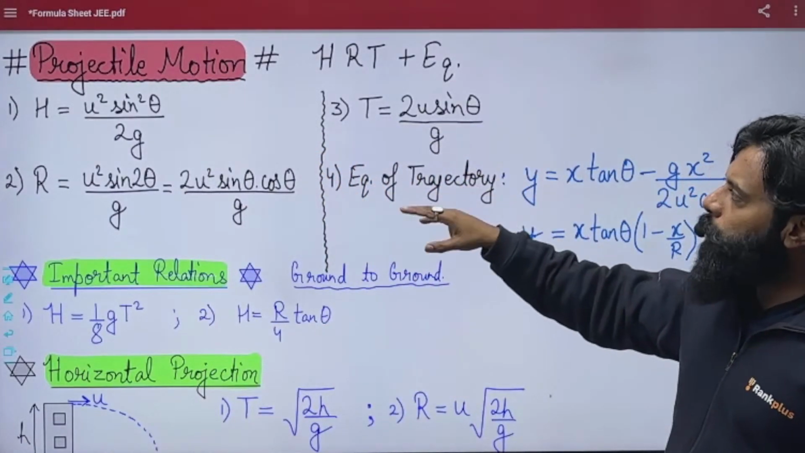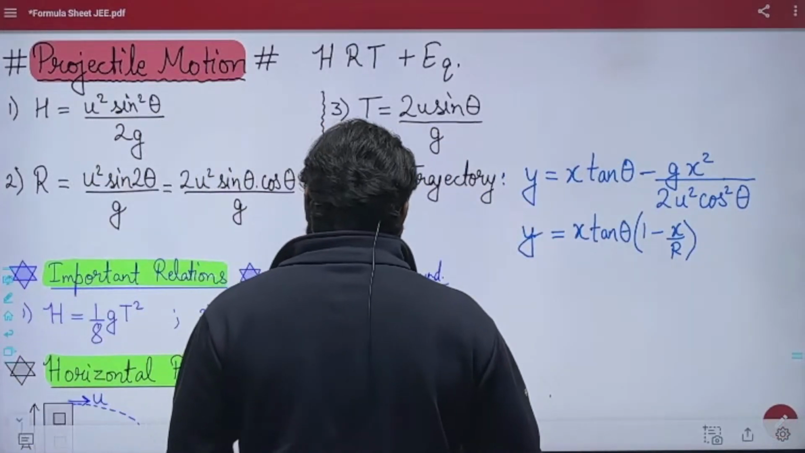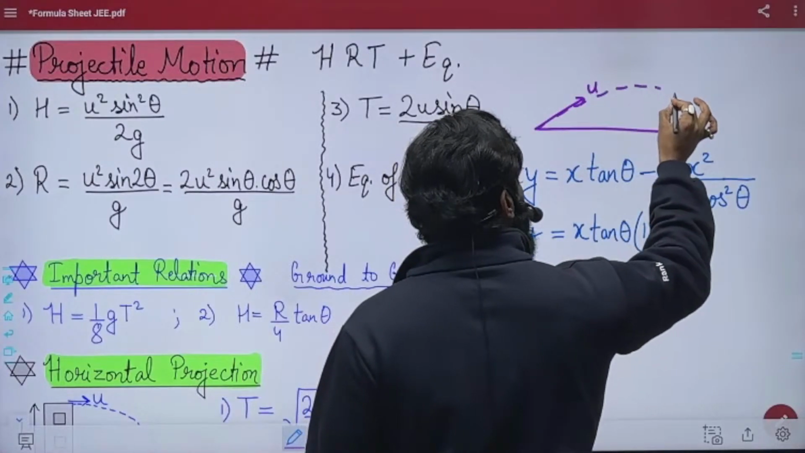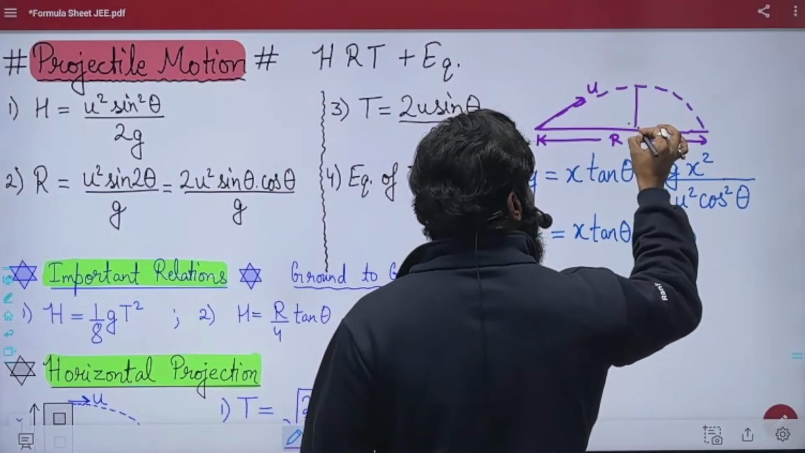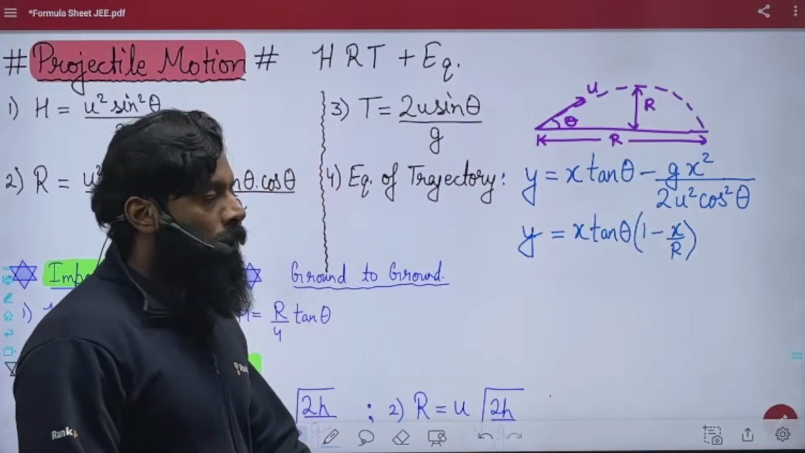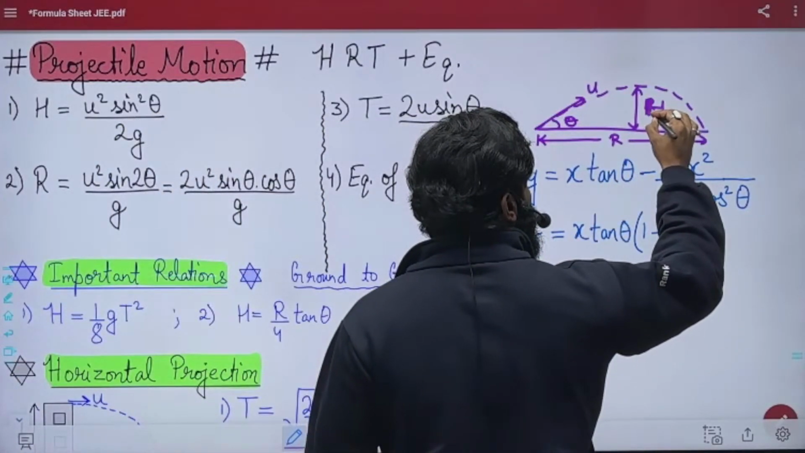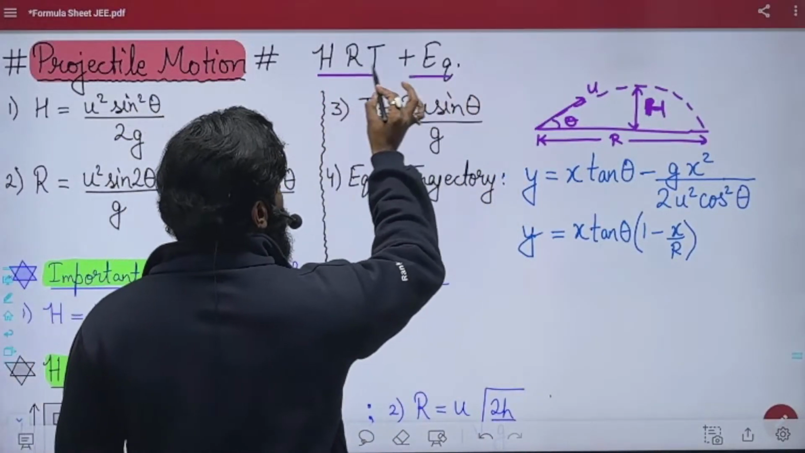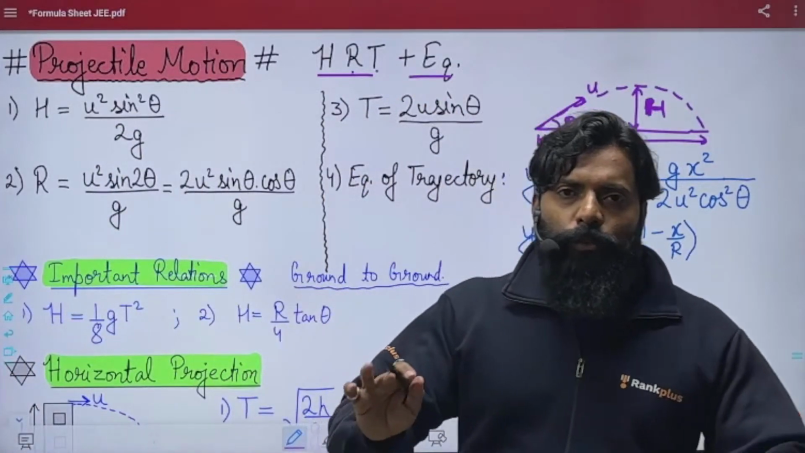So in projectile motion, in case of ground to ground, if there is velocity u at angle theta, this is the range and this is the height. So you have to remember HRT plus equation: height, range, time, and equation. And this is very simple.